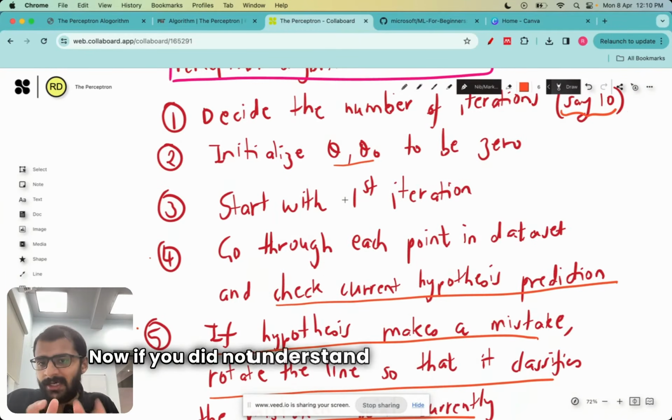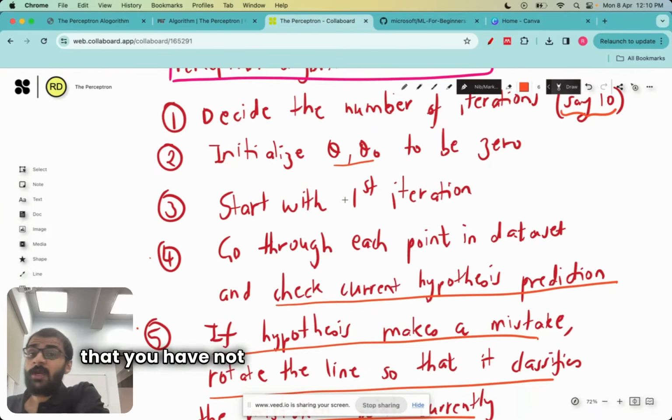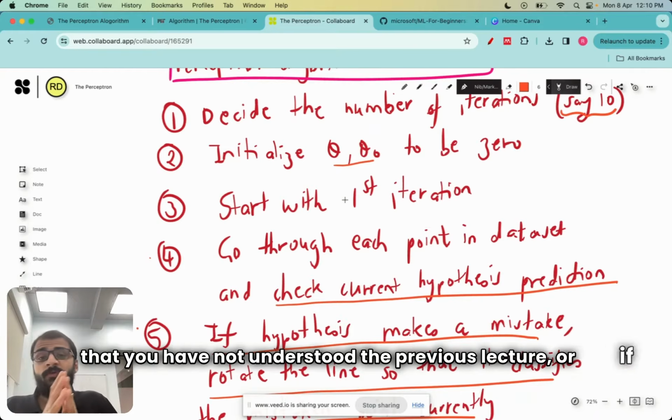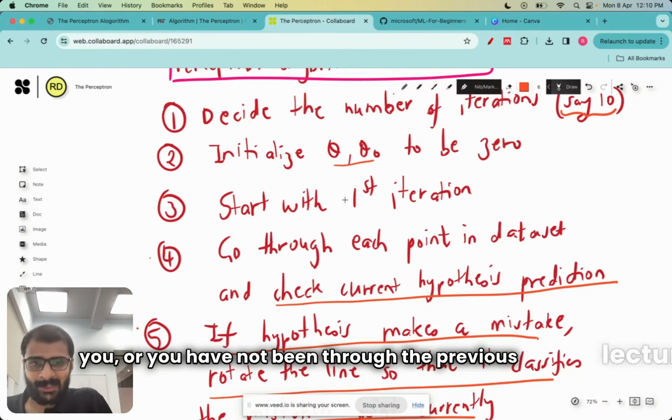Now, if you did not understand this part, it means that you have not understood the previous lecture, or you have not been through the previous lecture.